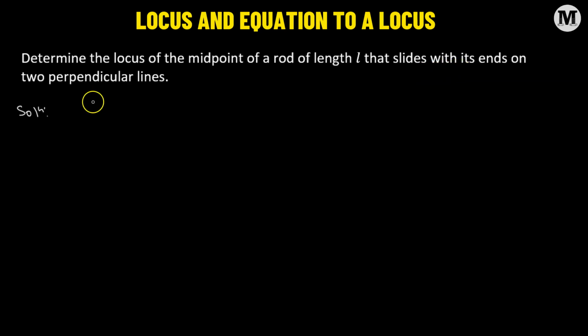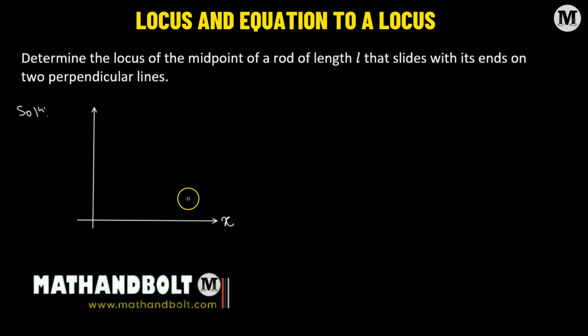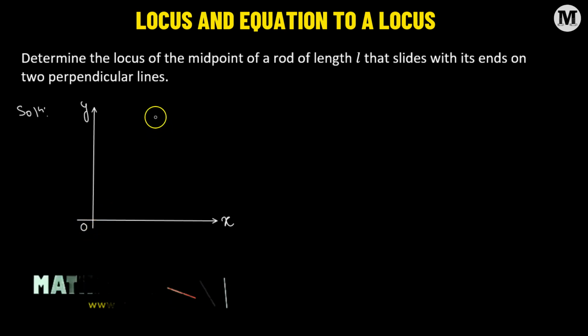For the ease of solving this problem, we'll consider the two axes as the x-axis and the y-axis because they are two perpendicular lines. So here we have the x-axis and the y-axis, perpendicular to each other. Now we'll suppose that we have a rod of length L and it is going to slide with its ends on those two axes.